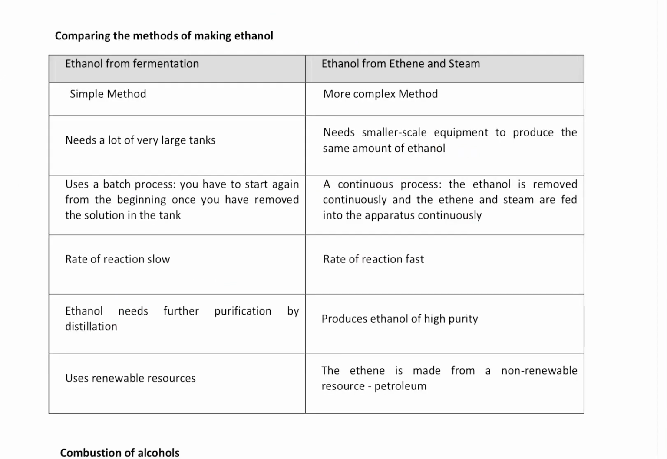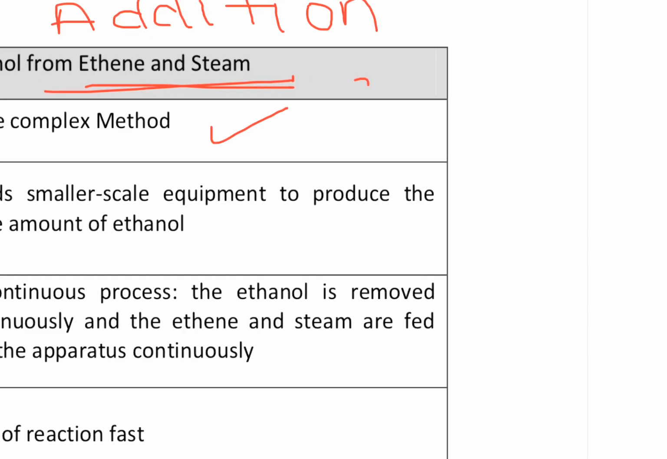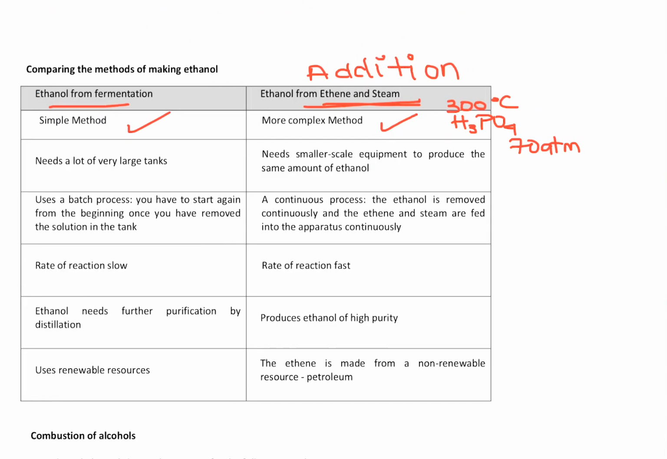So let's compare these two methods of making ethanol. One is by fermentation and one is from the ethene and steam reaction. So this is fermentation and this is addition. Fermentation is a natural process, while the addition reaction is a man-made process. Fermentation is very simple, whereas addition with steam and ethene is more complex. Here you have more specific reaction conditions. Remember the 300 degrees Celsius, the phosphoric acid catalyst, and the 7 atmospheric pressure. So it's more complex.